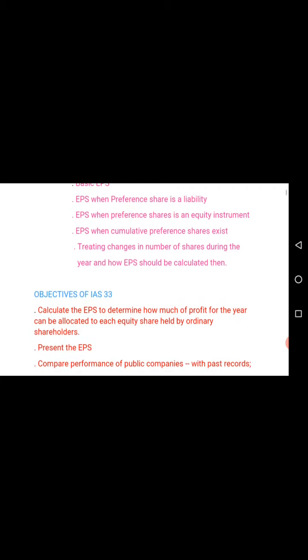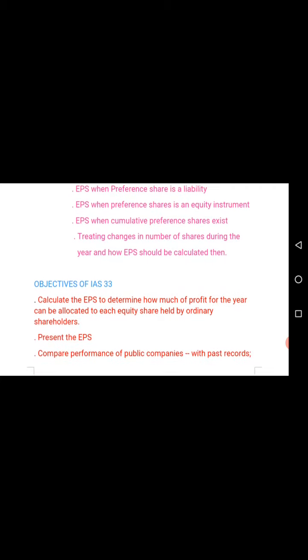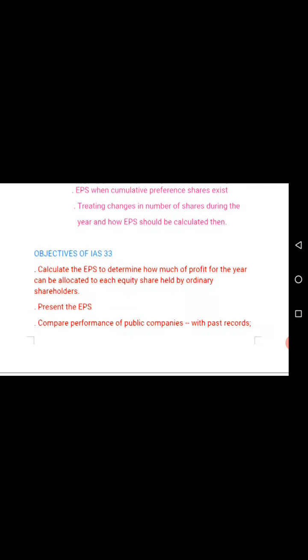Now, according to IS-33 by the standard, it generally has 3 objectives. So the first one is to calculate the EPS, to determine how much of profit for the year can be allocated to each equity share held by ordinary shareholders. The second objective is to present the EPS. Of course, when you calculate, you have to present.